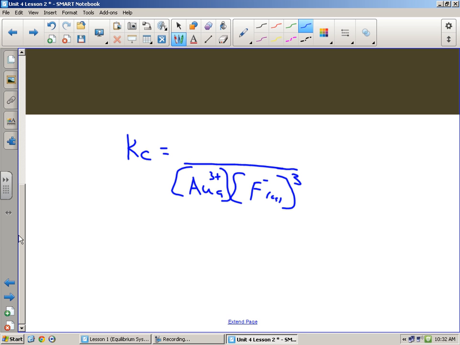And on the top part, I'm just going to put a 1 to hold that place there, basically, just to hold that place. We don't include solids, so I got to put something up there on the top part, so I'm just going to put a 1 up there. All right? So solids are not included in equilibrium laws.